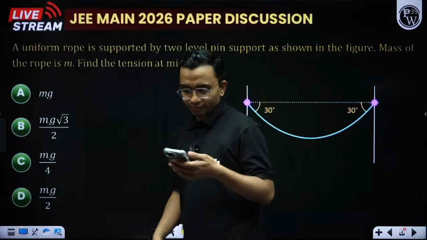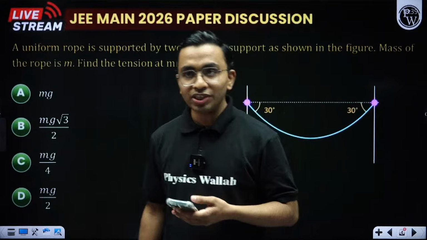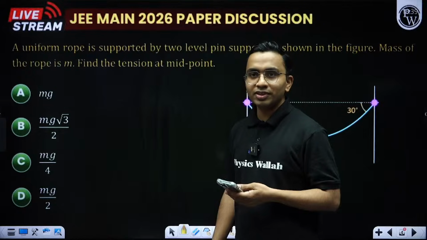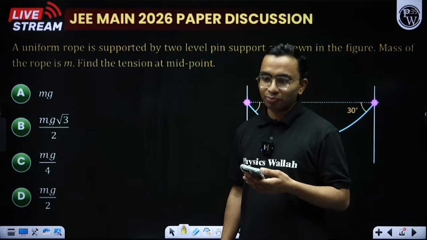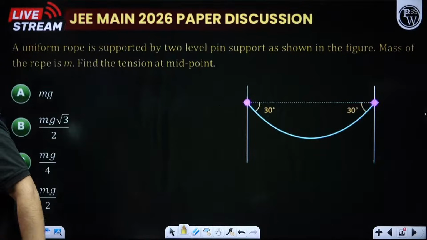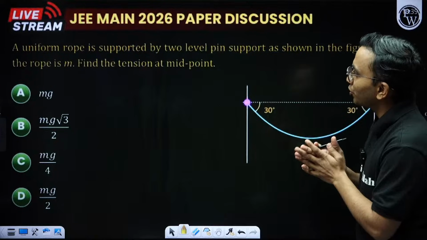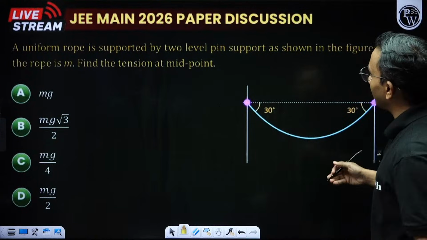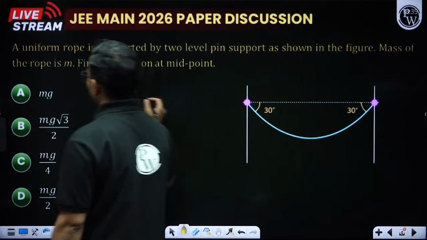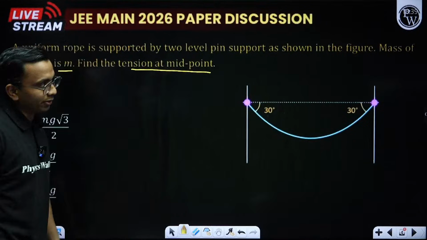Hello students, welcome to 24th January evening shift live discussion, and here we are having the first question of physics from laws of motion. This is another simple question. Okay, let us read it out. A uniform rope is supported by two level pin supports as shown in the figure. Mass of rope is m and find the tension at midpoint.